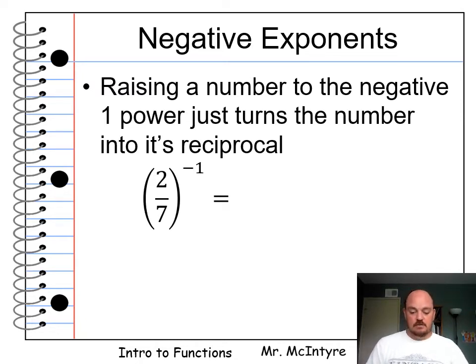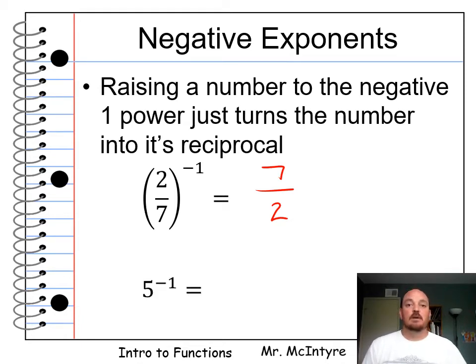Let's say we have 2/7 to the -1 power. If I wanted to evaluate that, I'd say, okay, well, if I have a -1 exponent, it's just going to turn it into its reciprocal. Now, if you have a fraction like 2/7 and you want its reciprocal, you just take those two numbers and you flip them. So the answer to this question would just be 7/2.